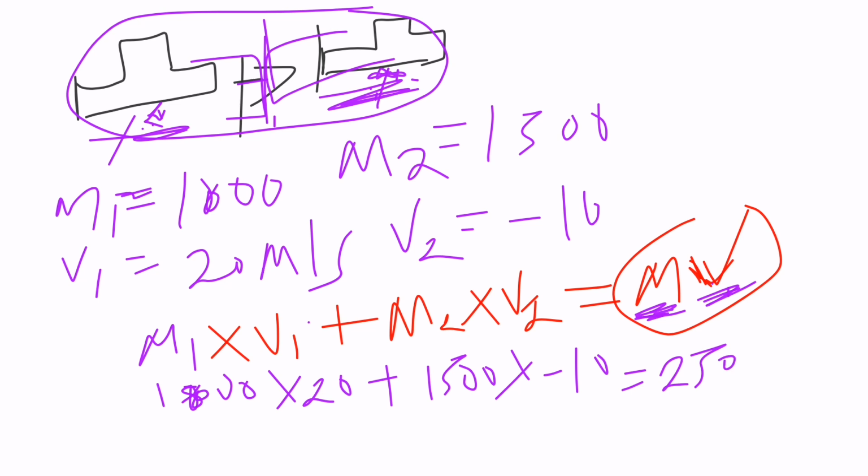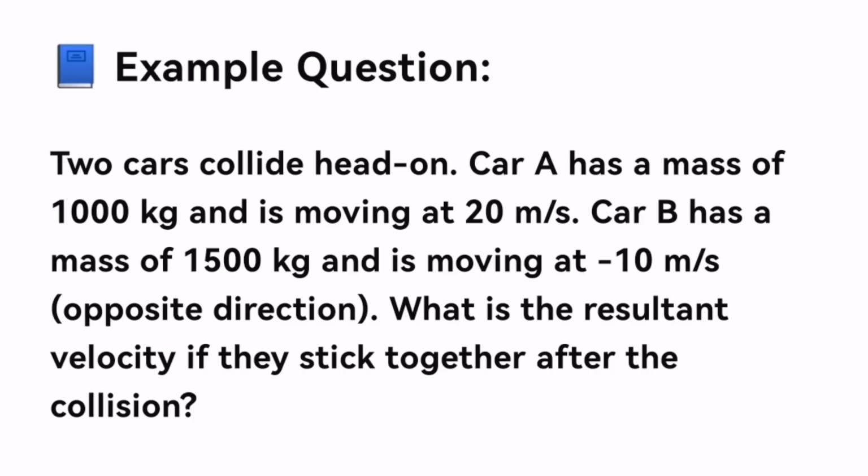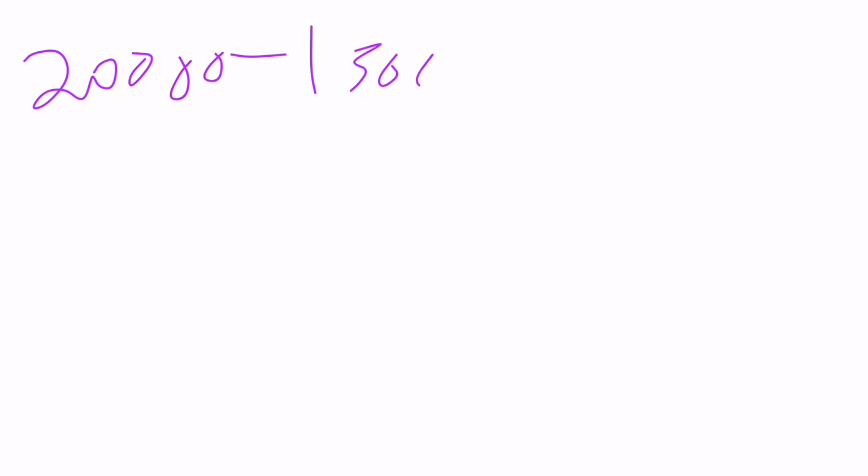Now you want the total velocity. Let's finish here. So what is the answer here? 1000 times 20 gives you 20,000, right? Minus 150 is equal to the total mass, 2500, times v.